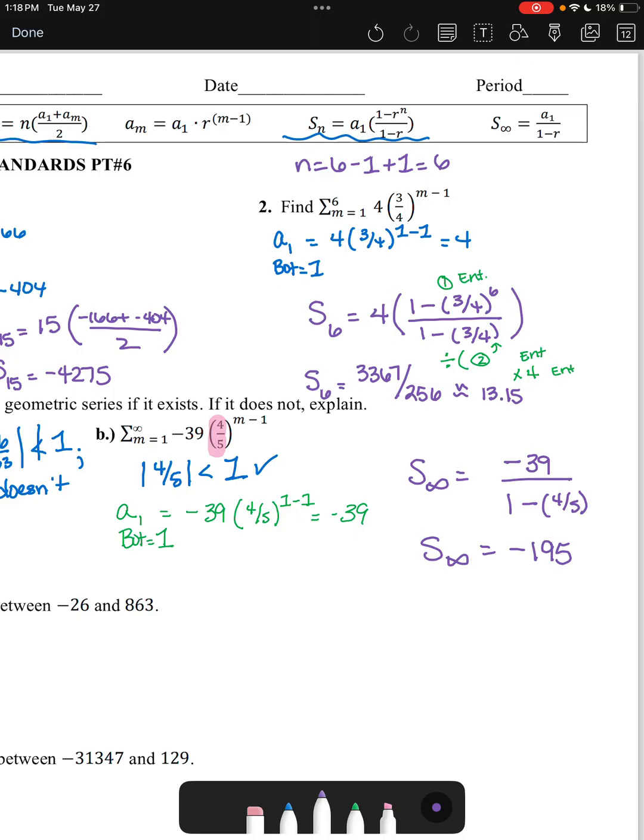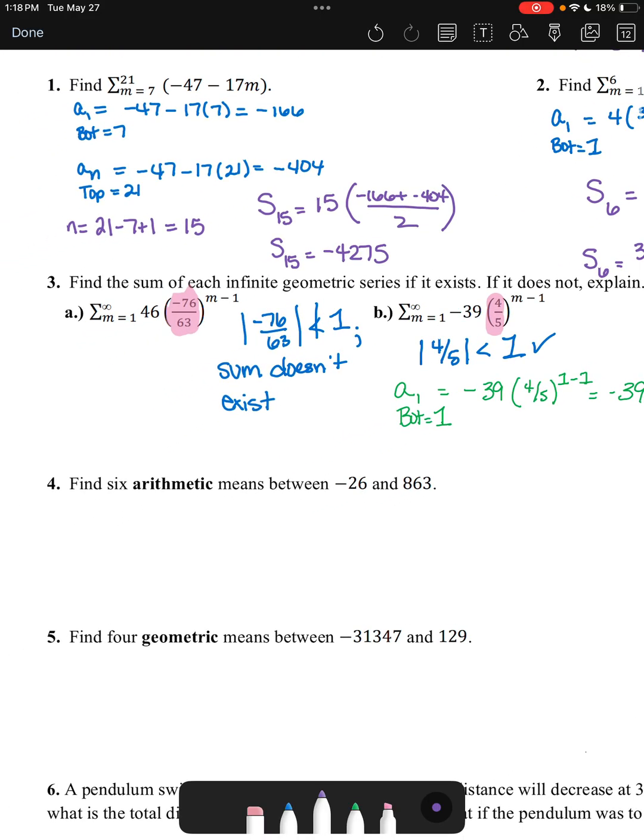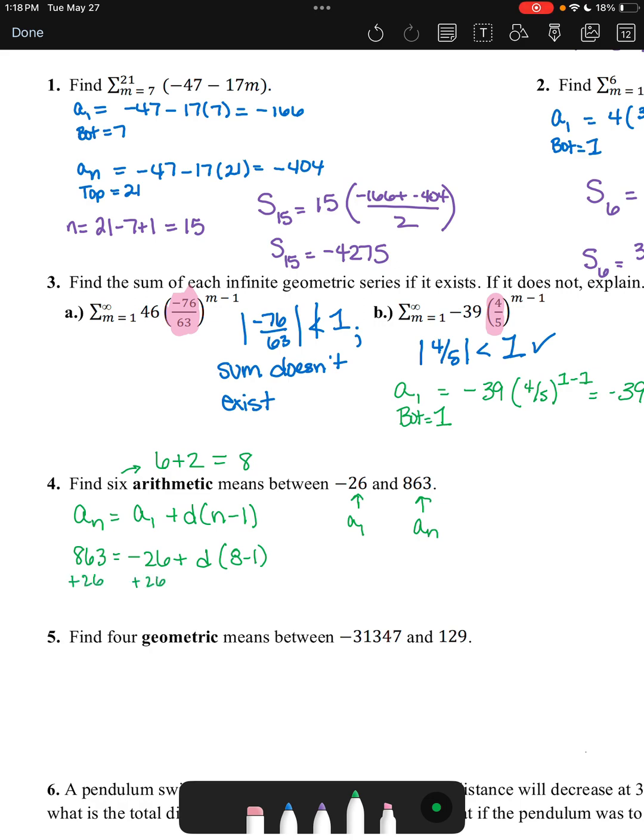The next part you have is your arithmetic means, which means we're going to use our original equations we worked with in 10a. So it's a sub n equals a sub 1 plus d times parenthesis n minus 1, where this first term here is a sub 1, this second term here is a sub n, no matter what. So we're going to plug those numbers in to find d. N is going to be 6 plus 2 because you have a sub 1 and a sub n, so your n value is going to equal 8. So I'm going to put 863 equals negative 26 plus d times parenthesis 8 minus 1. Now add 26 over. And I'm going to have d times 7 is going to equal some number.